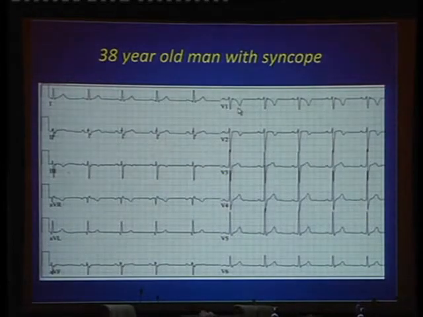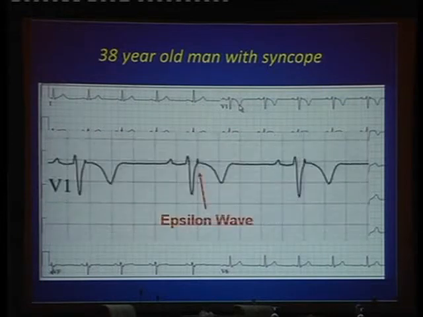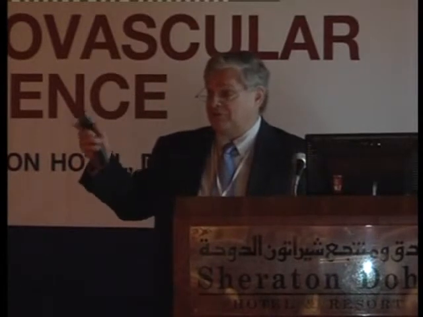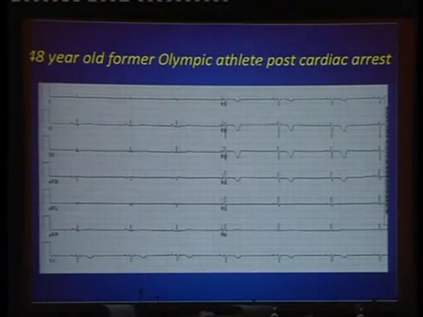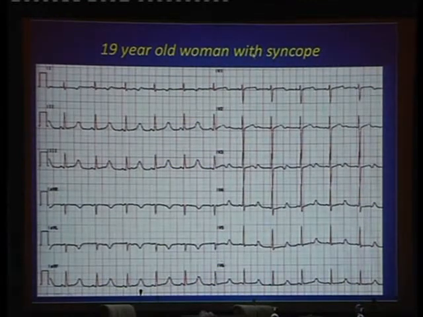I did this on the last one, but it was a good example of an epsilon wave in a patient with ARVC that we missed, and I say we because that includes me on the first look when this guy came in. First look, I missed this, as did the rest of my team. We got it on second look, though. Another one, I showed this on the last one. This is a typical ARVC ECG, long QT syndrome.